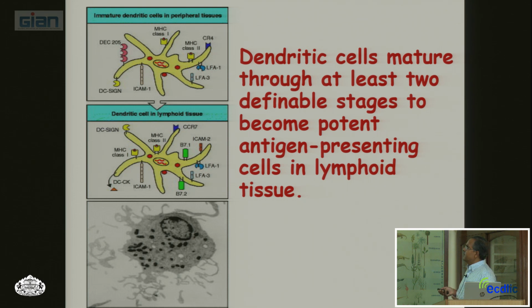It has some basal level of MHC class II expression, but you will see that MHC class I goes down and MHC class II expression goes up in these cells. There are specific cellular and some adhesion molecules also that start to show up with a higher affinity compared to what they had early on. So dendritic cells mature through at least two definable states, which become very potent antigen presenting cells as they travel through the lymphatics to the secondary lymphoid organ.